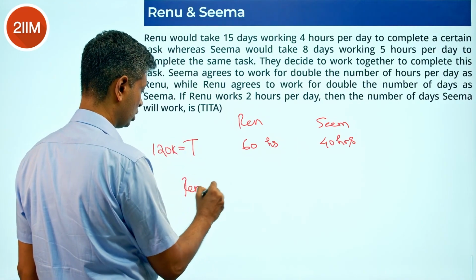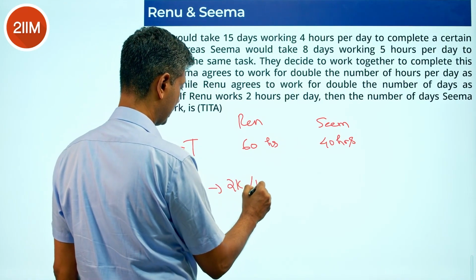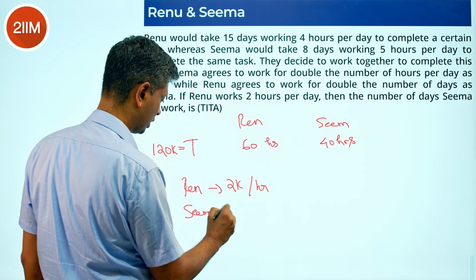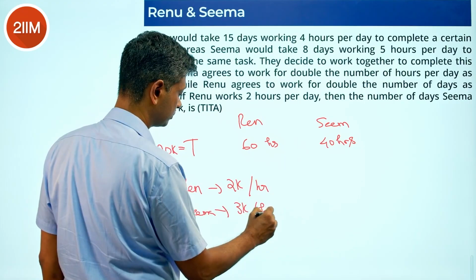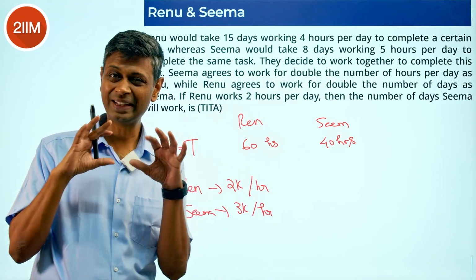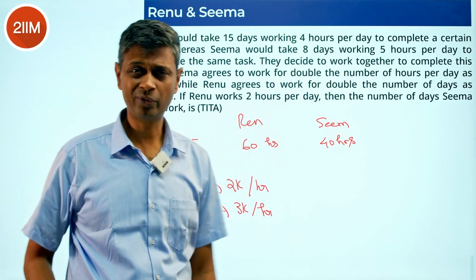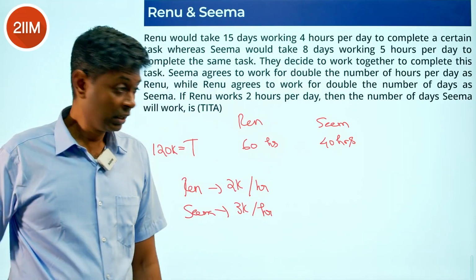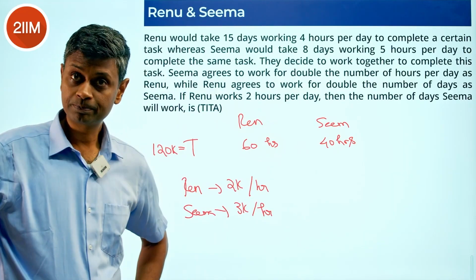Then Renu can do 2k per hour. 60 into 2, 120. Seema can do 3k per hour. Whatever this task is, it's 120k. Why 120k? LCM of 60 and 40. Life is simple. Every hour, Renu can do 2k work. Every hour, Seema can do 3k work.